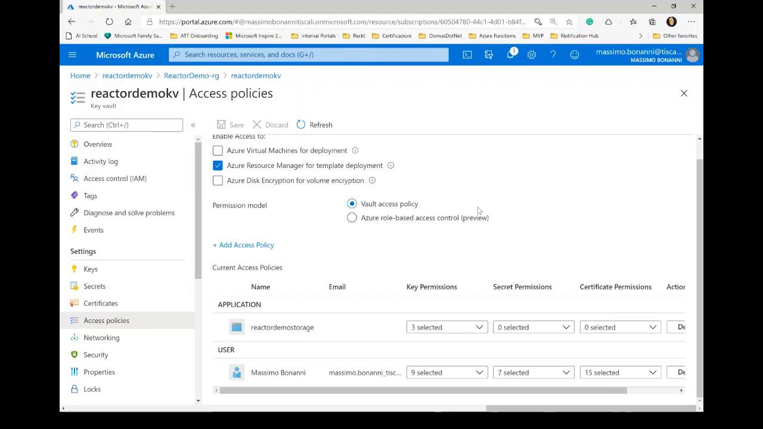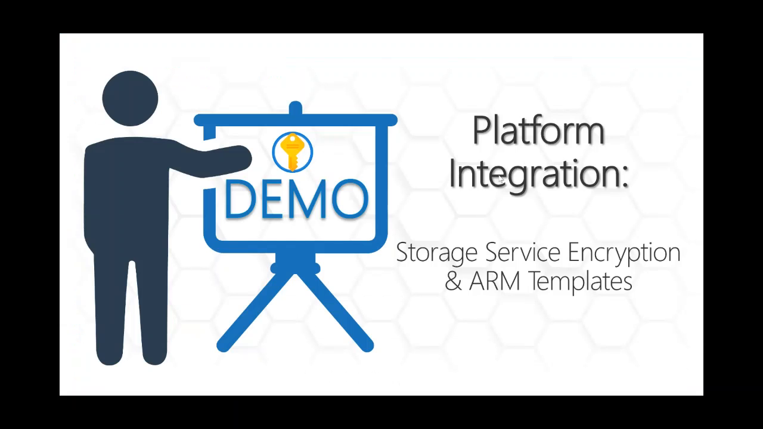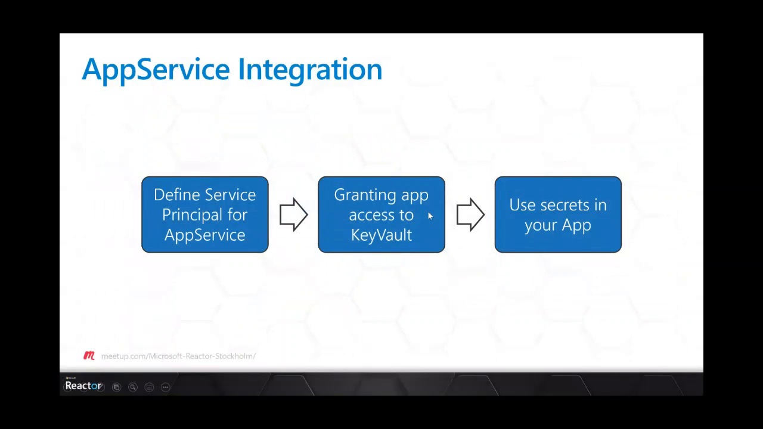I showed you the integration in the platform for the Key Vault. Now I want to show you how we can use Key Vault in our code. What can we do if we want to integrate the secrets in Key Vault in our app service? Imagine you have a website, you deploy a website, and you don't want to change anything in the code, because if you change something, you need to retest everything. I don't want to change anything.